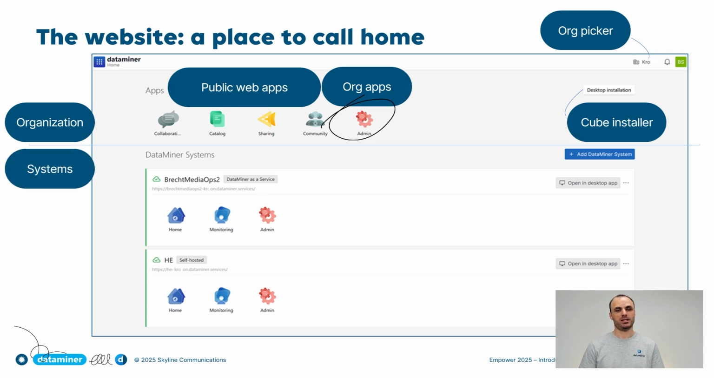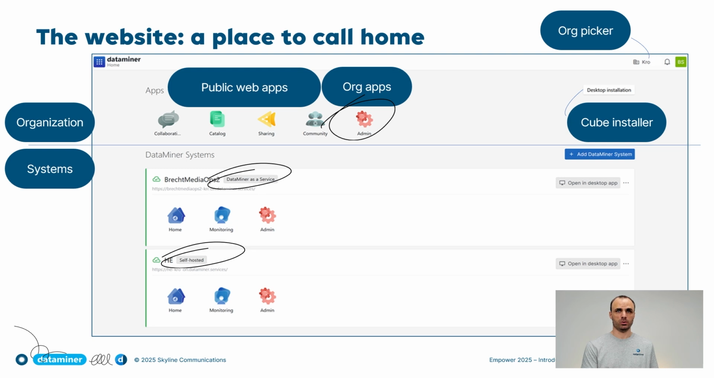Then the bottom part is our actual systems layer. So on top we have our organization, and in that organization we can have one or more systems. On this screenshot there are two, and one is a DaaS, as you can see here, DataMiner as a service. But even if you still host your own DataMiner systems on-prem, you can connect them to the cloud. They will also show up here, and they will also give you all sorts of benefits like remote support.